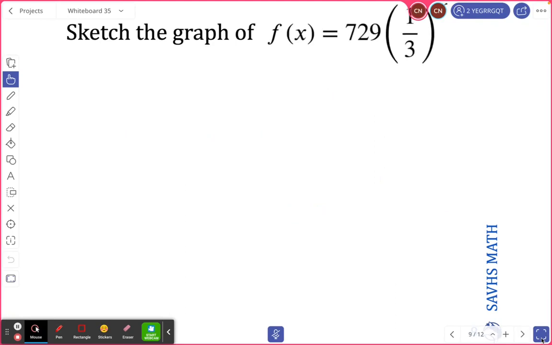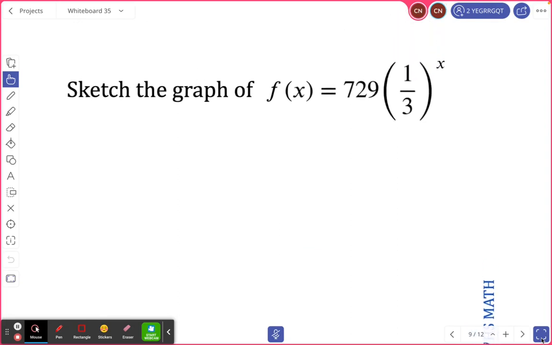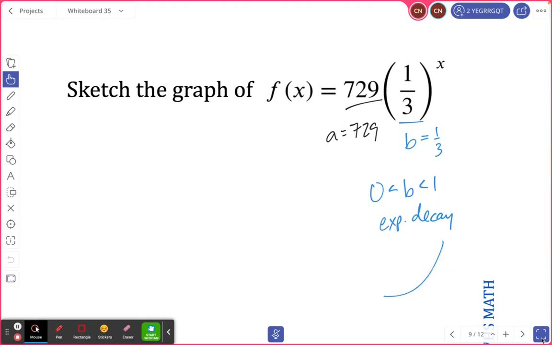Okay, let's do another. I'm going to scroll this down a little bit so you can actually see the numbers. This time I have a equals 729, and then I have b is 1/3. And because b is between 0 and 1, I have exponential decay. And what that means is instead of it growing like this, it actually shrinks like this. So the graph is going to look like that.